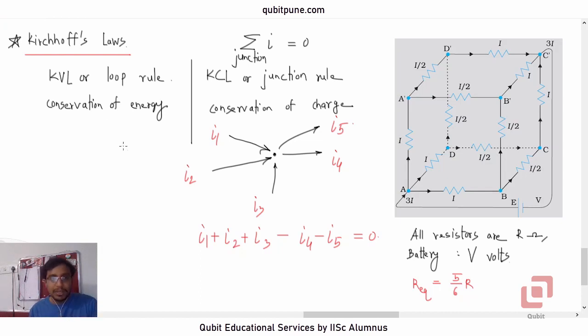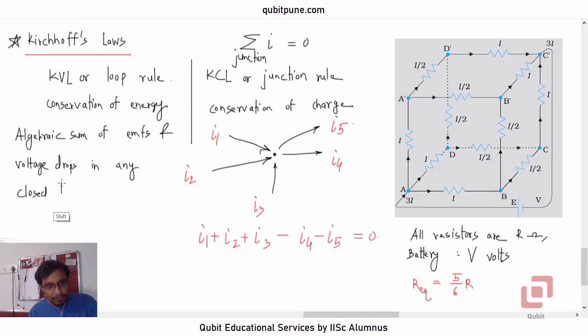Now let us return to Kirchhoff's loop rule or voltage law. What does that tell us? That tells us that the algebraic sum of EMFs and voltage drops in any closed loop is always zero. Now what is meant by that?